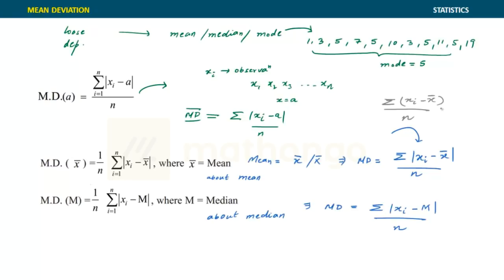Always. You pick any number, half will be on the left hand side of the mean, half will be on the right hand side of the mean, and if you take the difference, this will come out to be 0. That leaves us nowhere. So that is the reason we are putting a mod sign here. Okay, this is the reason that we do it.